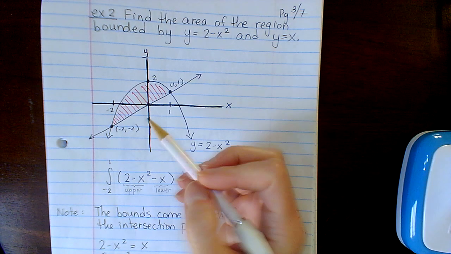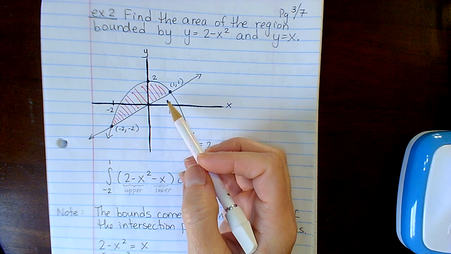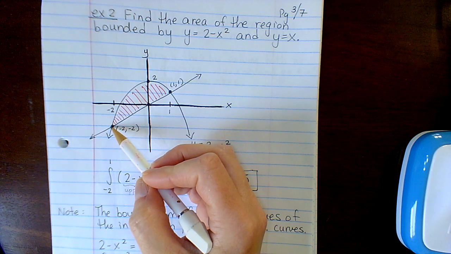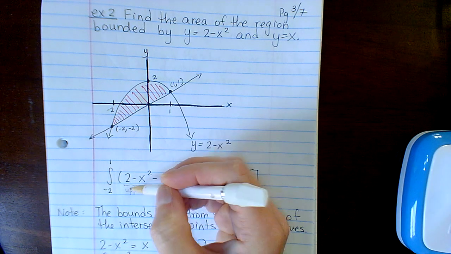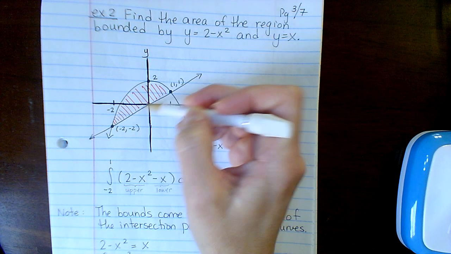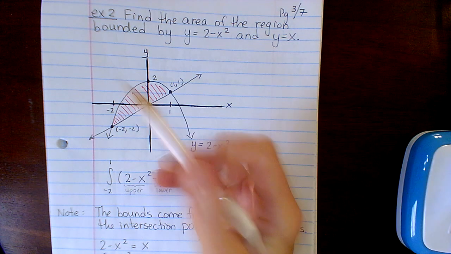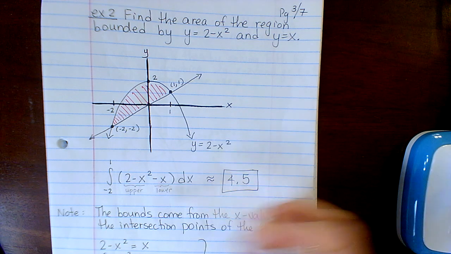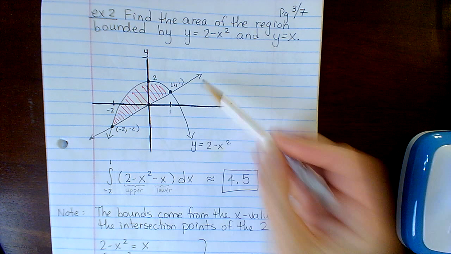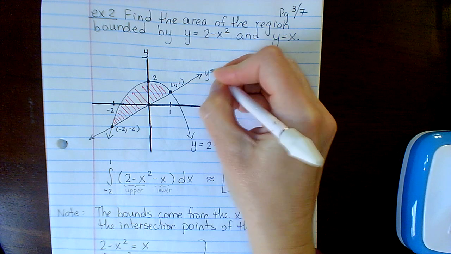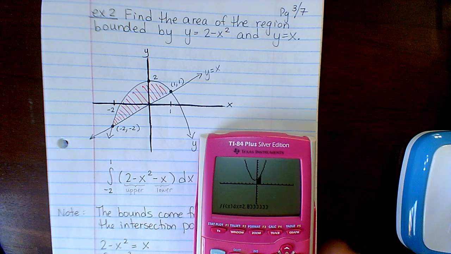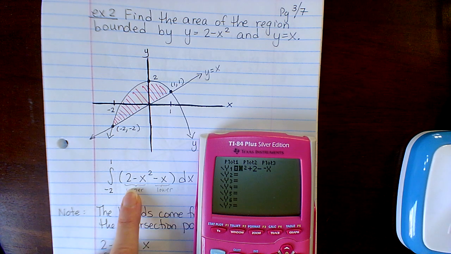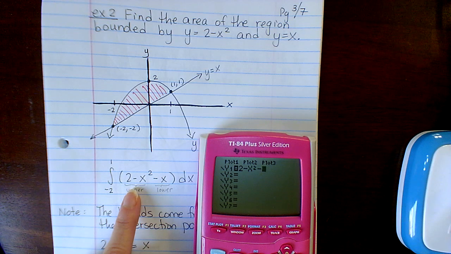All right, so that means that the area between these two curves is going to go from -2 to 1. So there's my bounds. And then it's going to be my upper curve minus the lower curve. So I've got this upper curve, which is the 2 minus x squared, minus my lower curve, which is y equals x. We go to evaluate this integral. I need to put in 2 minus x squared minus x.